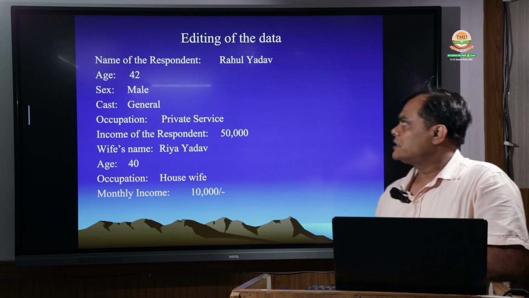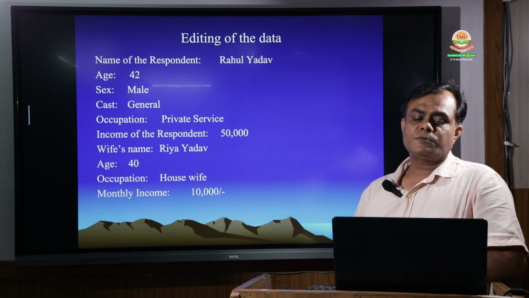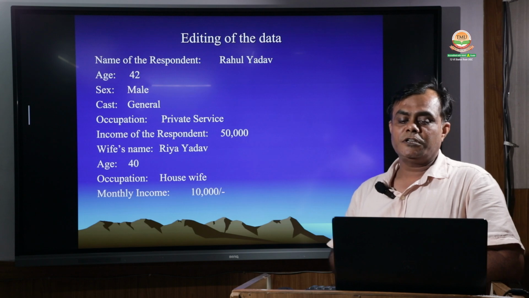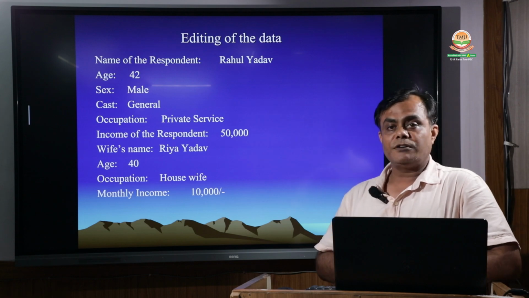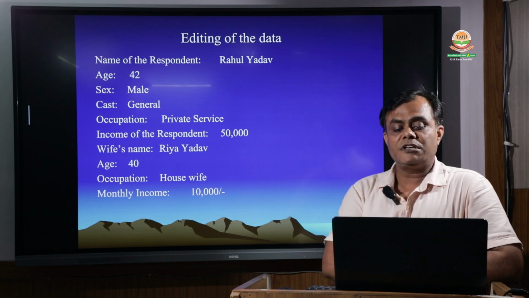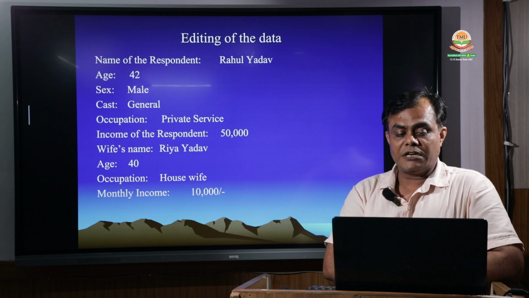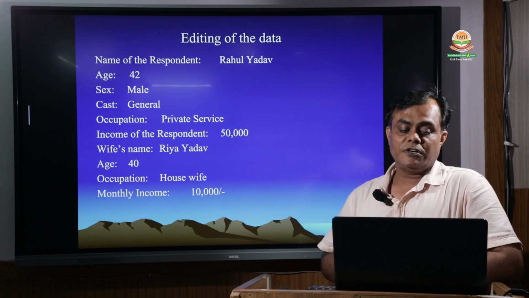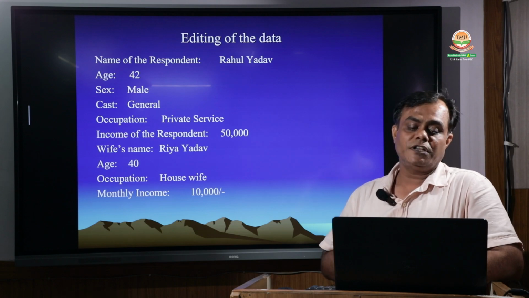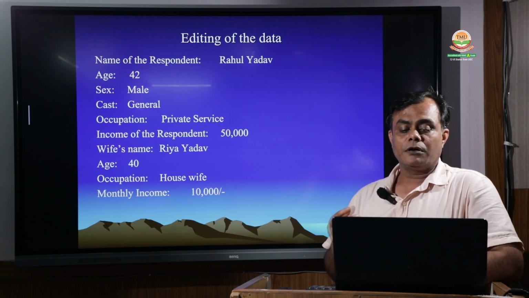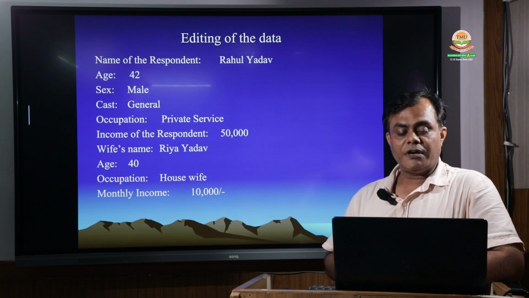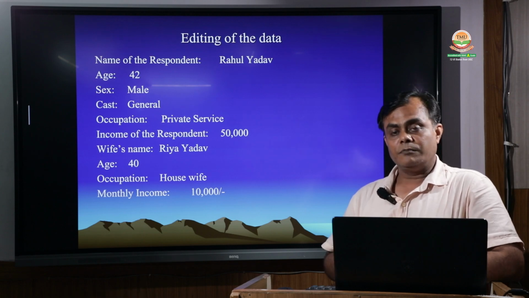So first it starts with the name of the respondent. Here the name of the respondent is given as Rahul Yadav, then the age of the respondent, the gender of the respondent, caste of the respondent, occupation of the respondent, income of the respondent, wife's name, wife's age, occupation of the respondent's wife, and any monthly income.